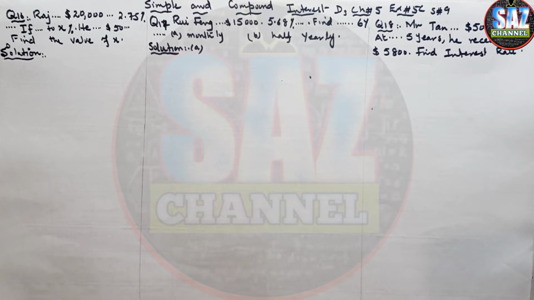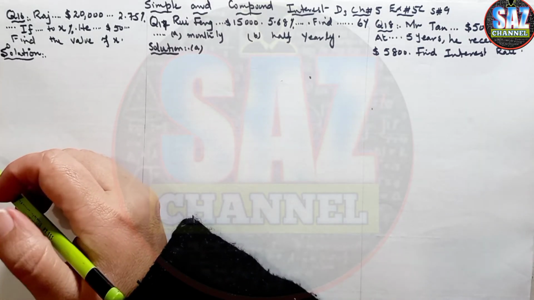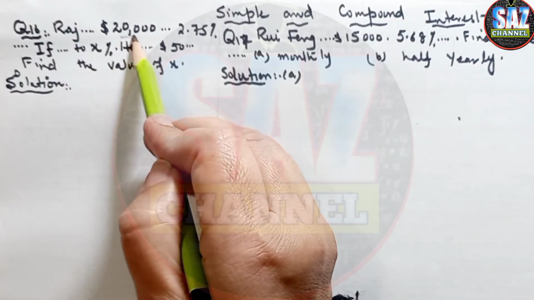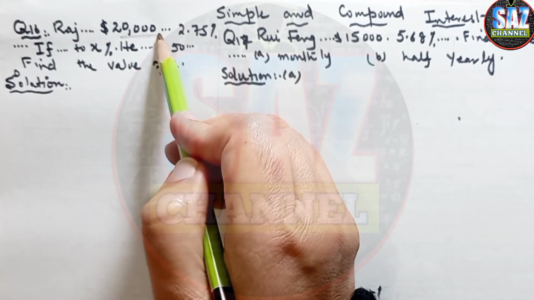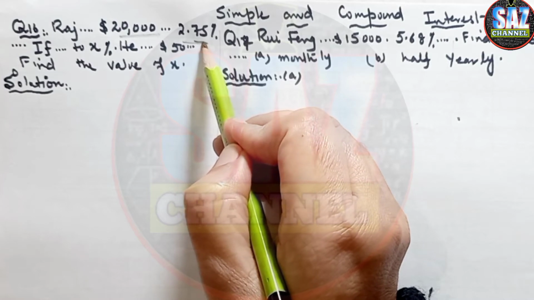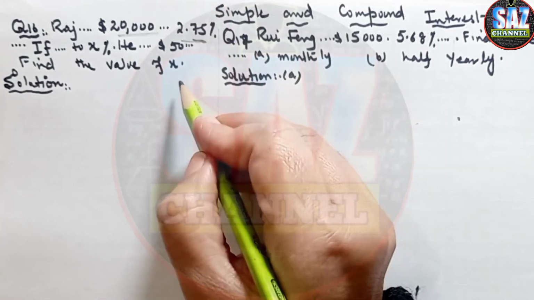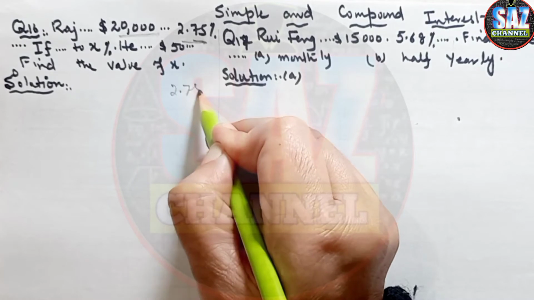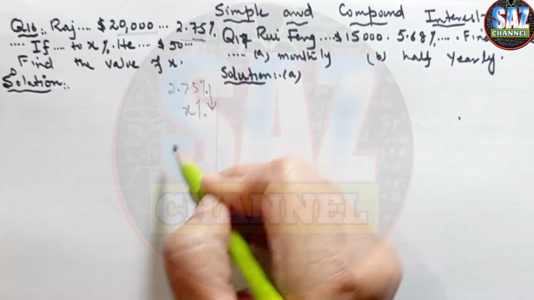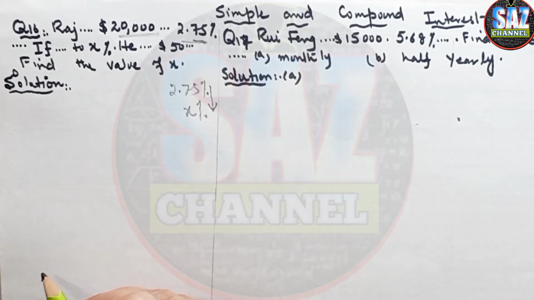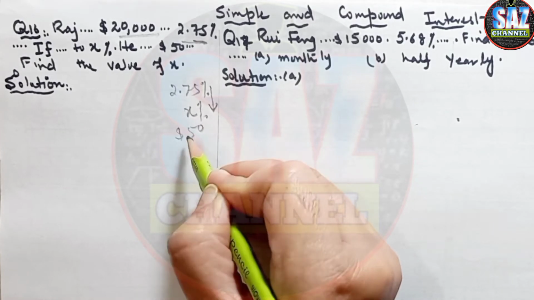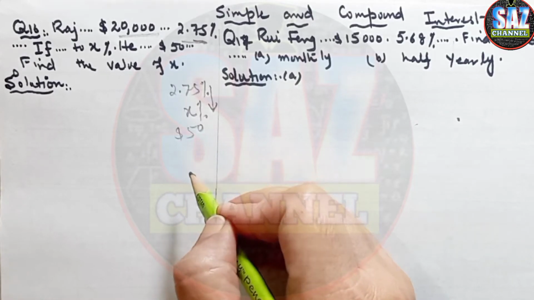Let's move to the solution of question number 16. Let me read the question from the book. Question 16 says, Roch deposited $20,000 in the bank that pays simple interest at the rate of 2.75% per annum. If the interest rate decreases from 2.75% to X percent per annum, he will receive $50 less every year. Find the value of X.